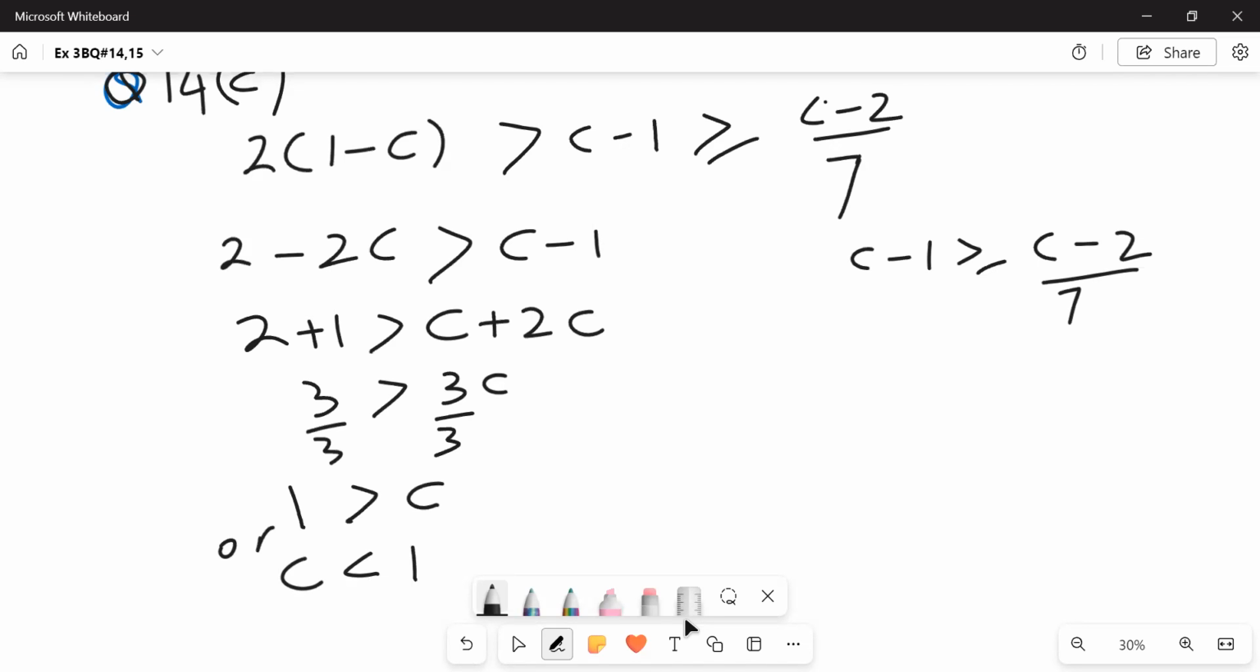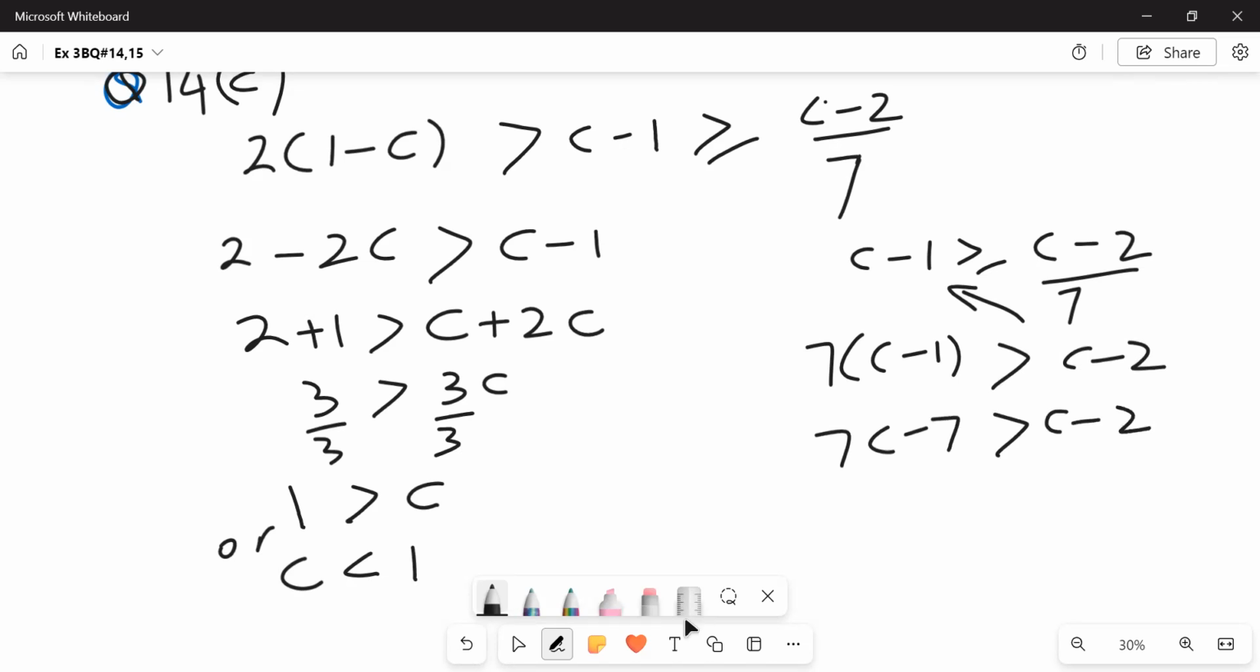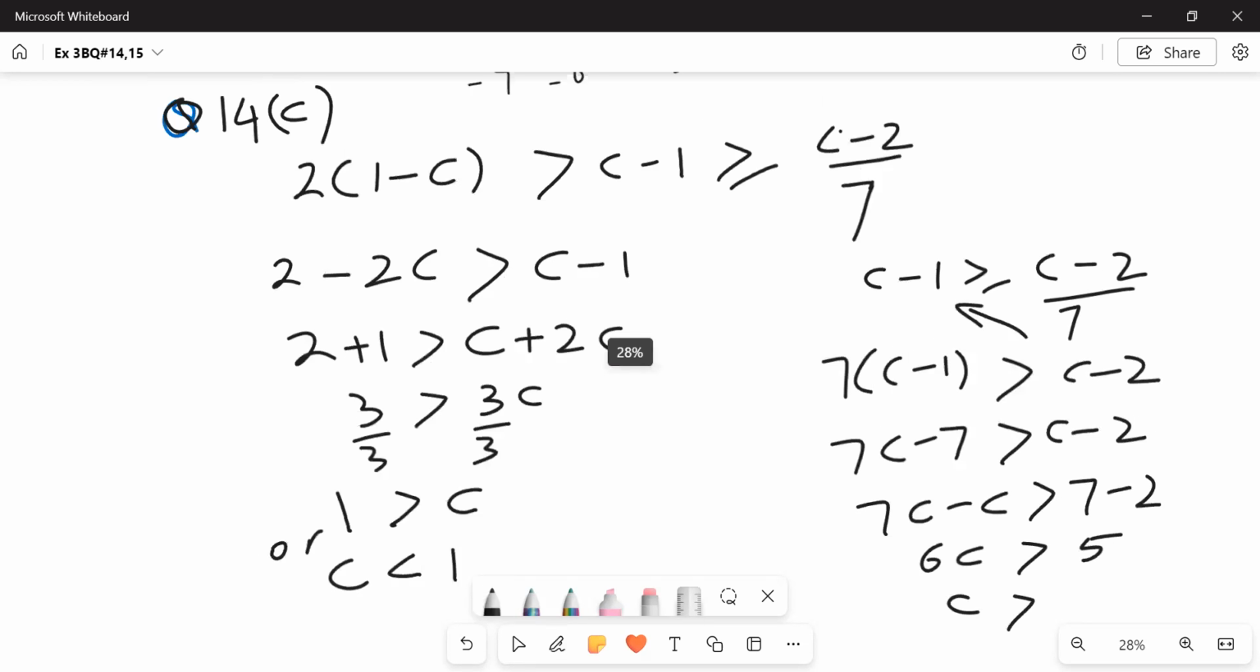And here you can cross multiply, shift this 7 over here, and it is 7(C minus 1) greater than or equal to C minus 2. So 7C minus C, and then 7 minus 2. It will be 6C and 5. So C is 5 over 6.